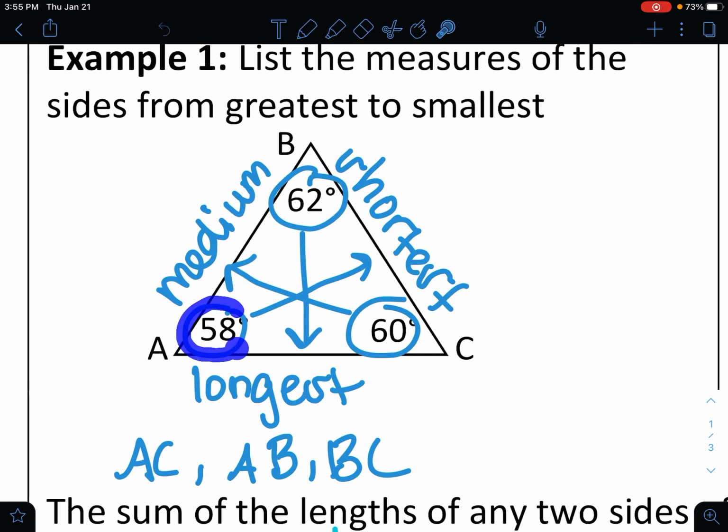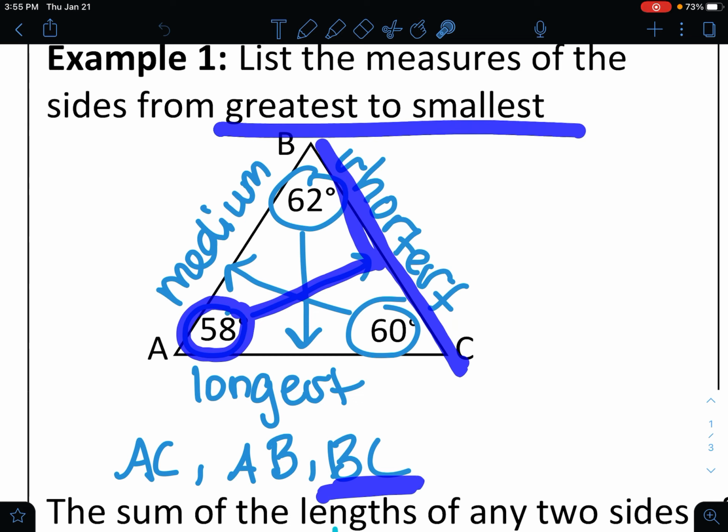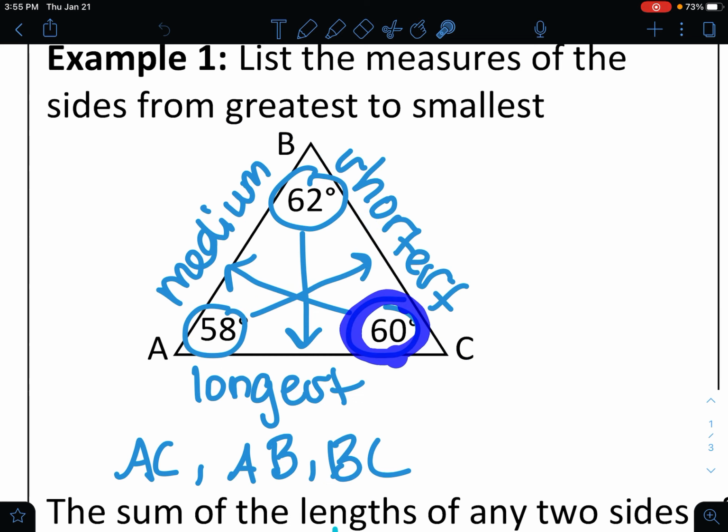So same thing, the smallest angle is across from the shortest side. So BC is the smallest one, which is why I put it last, because we had to go greatest to smallest. And then we see that 60 is the angle in the middle, size-wise. 60 is between 62 and 58. So the side across from it is going to be the medium length side. So that's why I put AB in the middle. That's all we're saying. Calm down.